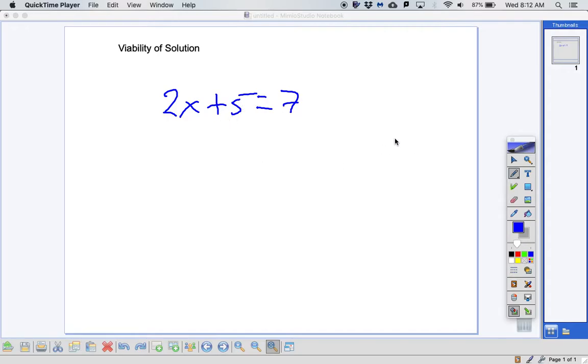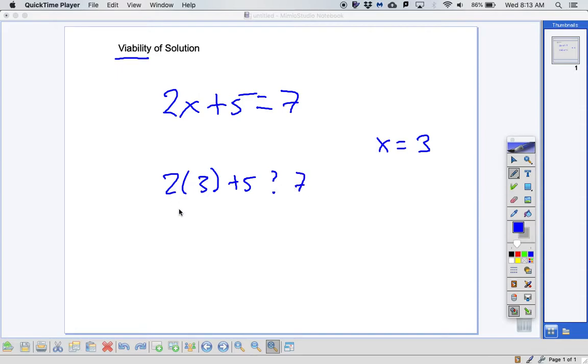Let's say that I'm telling you that x is equal to 3. Well, to be viable means that it is a correct solution, that it's accurate. From an equation, you could simply plug it in, so we could check it. Instead of x, we're going to replace 3, so it should be 2 times 3 plus 5. And we want to find out if this is indeed equal to 7.